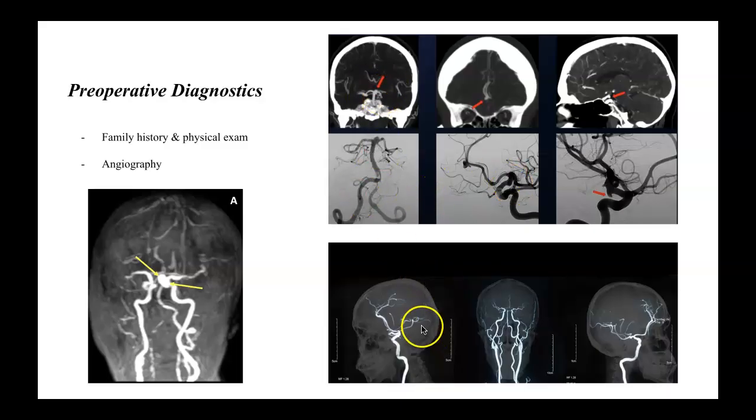As you can see, this is an image of what everything is supposed to look like, with no aneurysms in this image, and then this is just another image of an aneurysm.